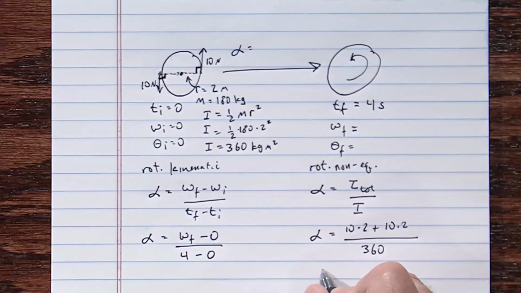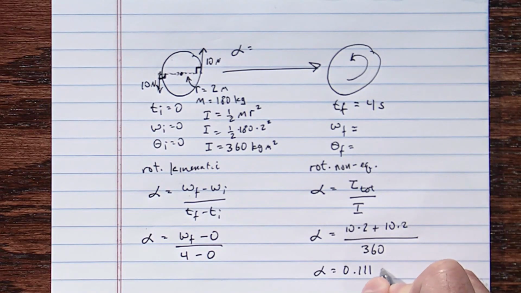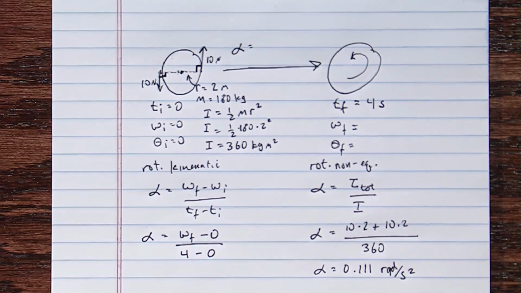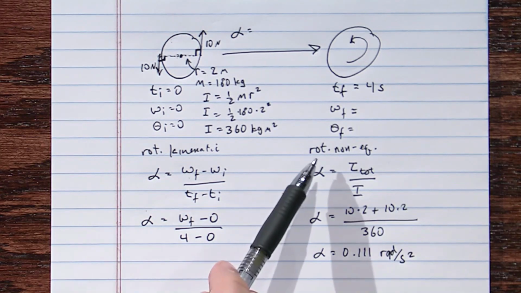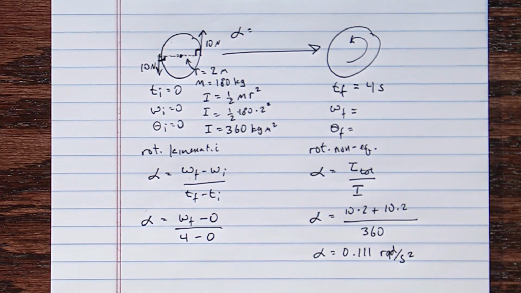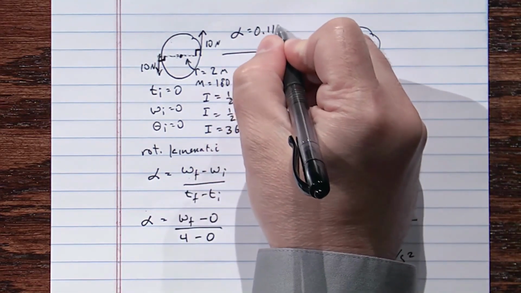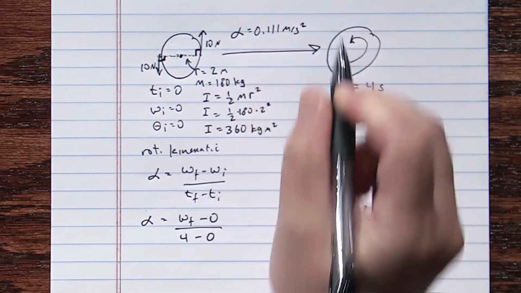That is, angular acceleration is 0.111 radians per second squared. So we have our angular acceleration from our rotational non-equilibrium equation. And that answers the first question that we were asked. What is the angular acceleration? It's 0.111 meters per second squared.